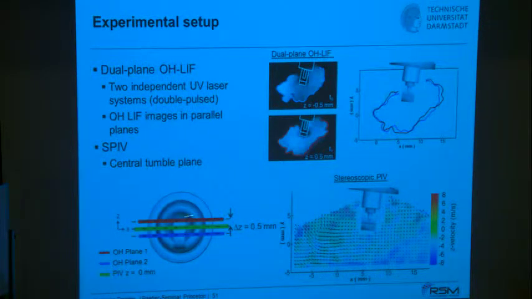Similar as in the other experiment, the stereo PIV has been placed here in between, and the distance between these parallel planes has been aligned very carefully with different distances. One of them was 0.5 millimeters. So you see then, after post-processing, the location shown in red and blue corresponding to this color coding here of these two OH planes in that field of view, and in between you see then here the in-plane velocity shown as vectors and the out-of-plane velocity given as colors.